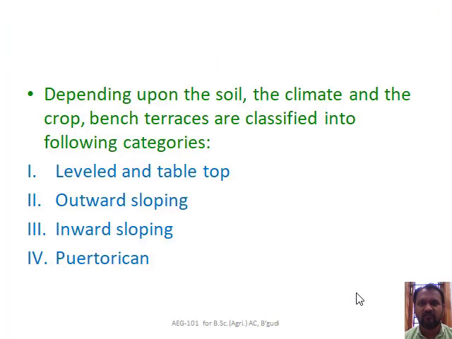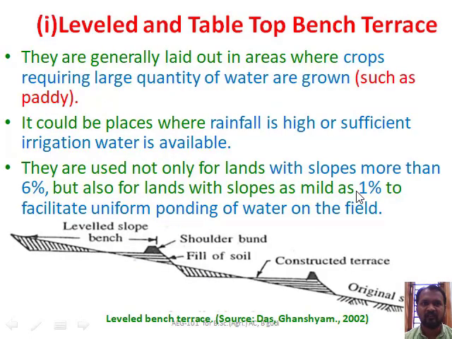The different types of terraces are classified based on the soil, climate and the crops which we are growing in that region. So the classes are leveled and tabletop, outward sloping, inward sloping and Puerto Rican. We'll discuss all these four classes or subclasses of bench terrace here. First one, leveled and tabletop bench terrace.